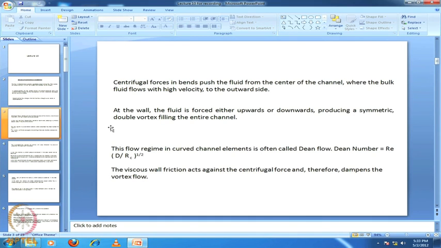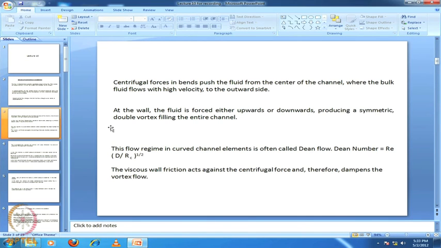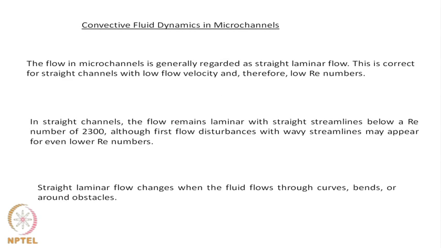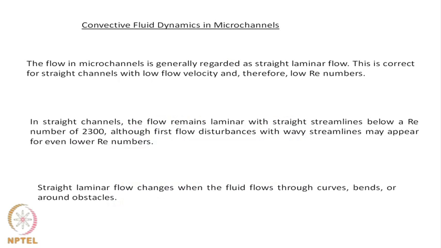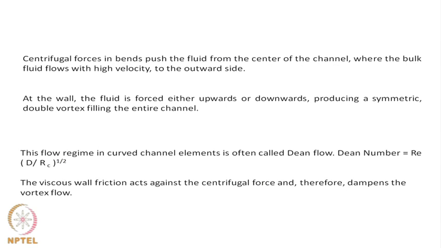Now, what happens at the bends is that the centrifugal forces at bends push the fluid away from the bend. So, there will be alternating positions of low pressure and high pressure at different positions at the bend, and this would give rise to mixing near the bends. So, at the wall, the fluid is forced either upwards or downwards, producing a symmetric double vortex which fills the entire channel. Now, this vortex will soon die down depending on the viscosity of the fluid and the dimension of the channel, and may give rise to straight streamline flow once again.